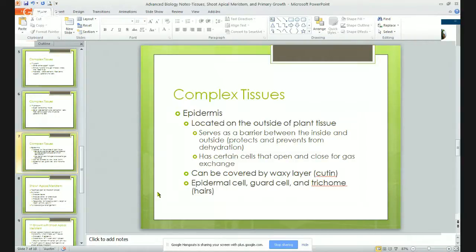So its main thing, since we're talking plants, is going to prevent dehydration, since water is so essential to plants. On our diagram here in just a second, you're going to see that there are these little things called guard cells that are going to open and close for gas exchange. Think of them kind of like the integral proteins that we have in our cell membrane, except your guard cells are only going to let gas in and out.